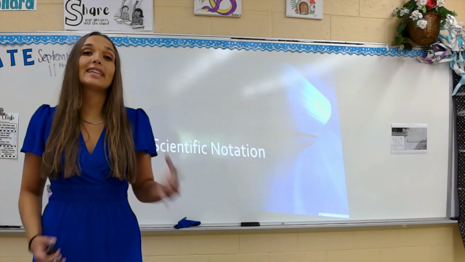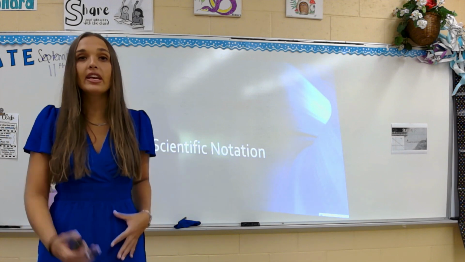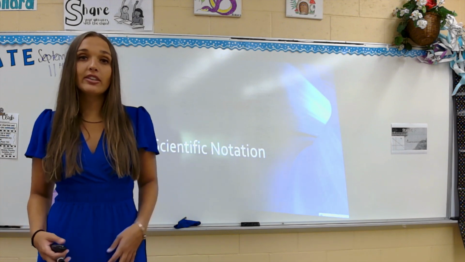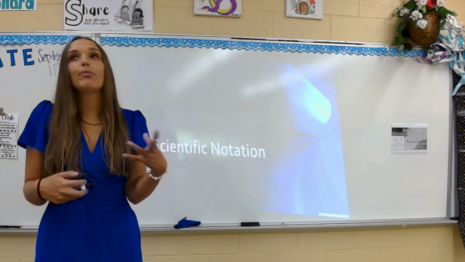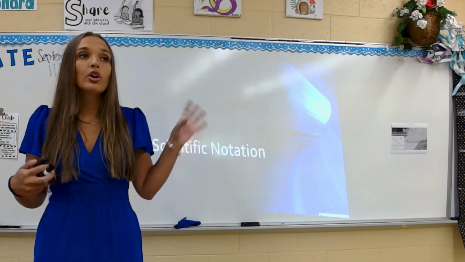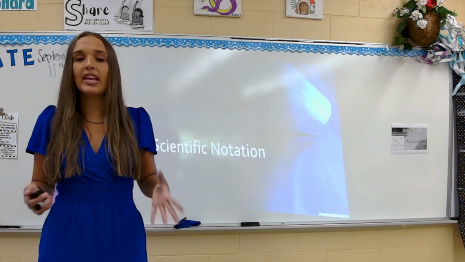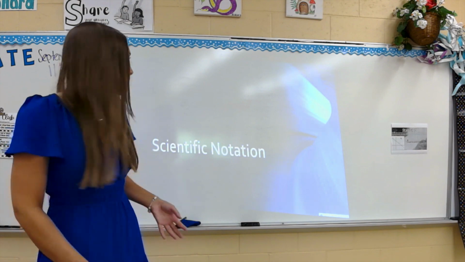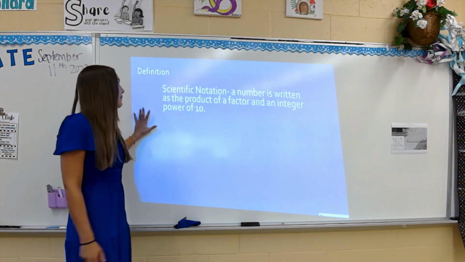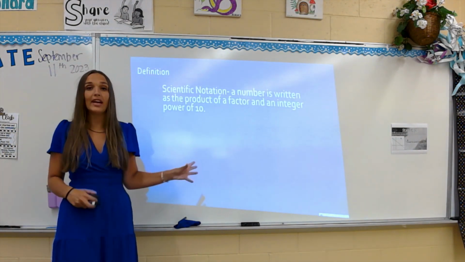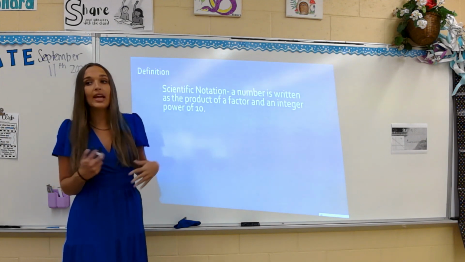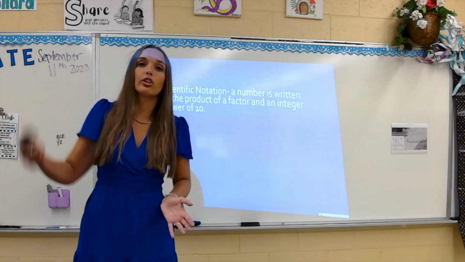Today we're going to be going over scientific notation and more specifically the operations of multiplication and division. But first, what's really important is figuring out what scientific notation is. We can't work with it if we don't know what it means. So scientific notation is when a number is written as a product of a factor and an integer power of 10. So that means 10 to some integer power.